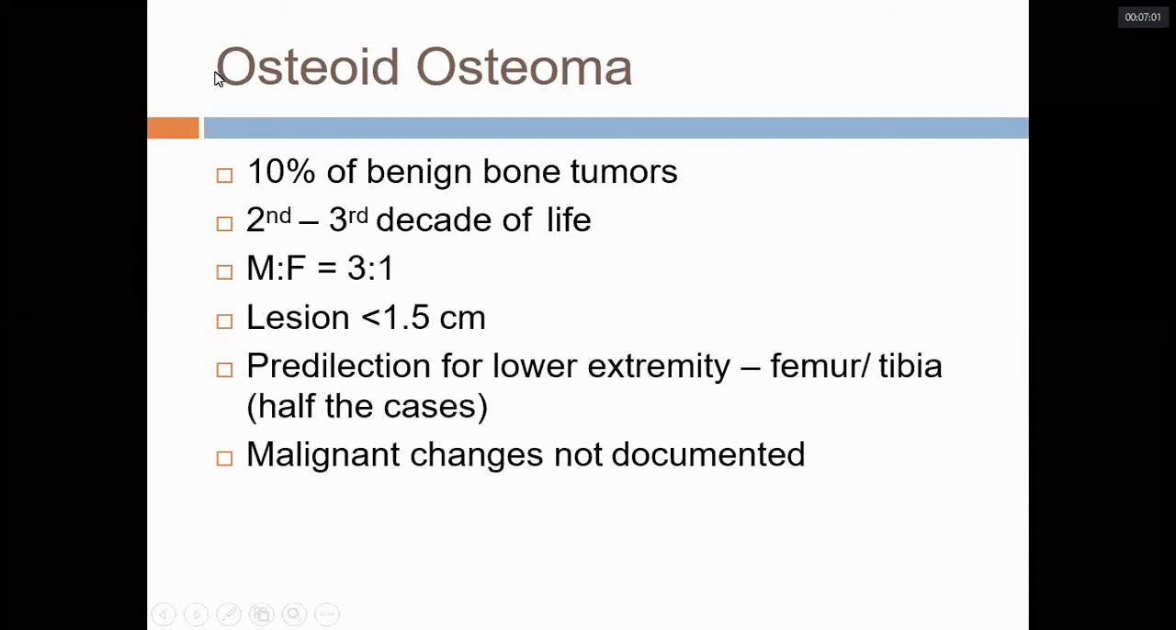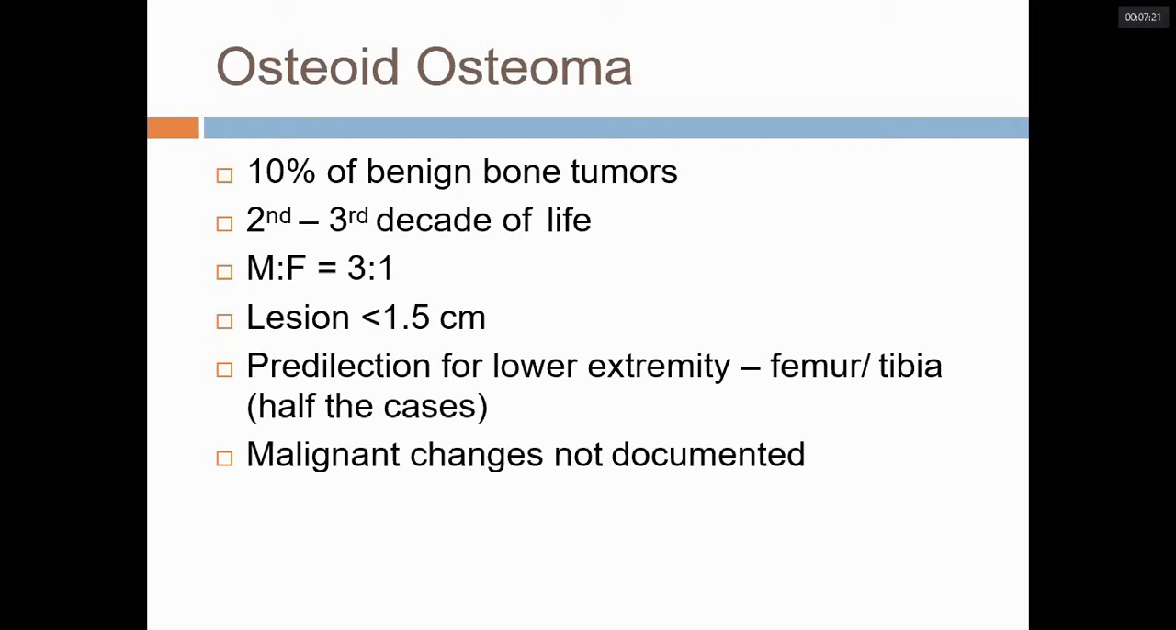Coming to the osteoid osteoma. The most common true benign bone tumor in the body is osteoid osteoma, and it comprises 10% of the benign bone tumors. It mainly occurs in the second to third decade of life.